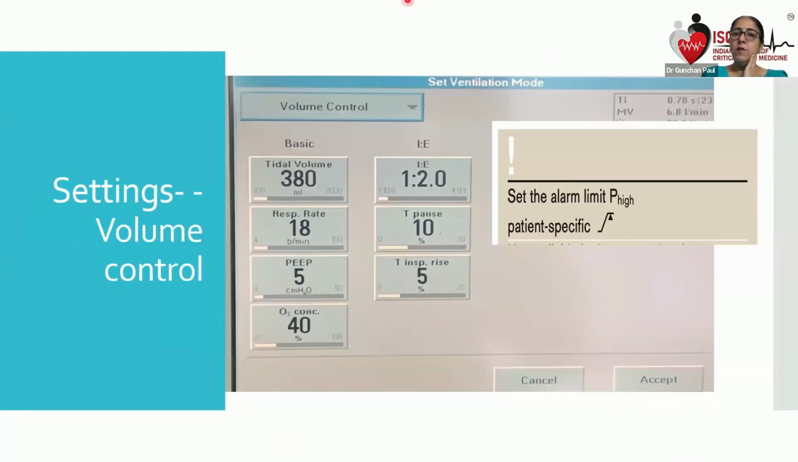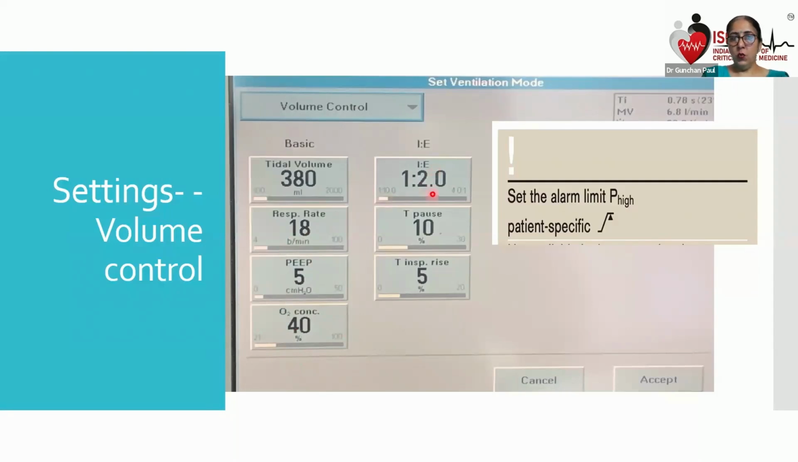So how do you set a volume control mode? This is a ventilator screen. When I want to set a volume control mode, I will define a particular volume which I want to give, like 380 tidal volume. How many times? I will have to set the respiratory rate. I have talked about it, you set it at physiological 12, 15, 18. A PEEP of 5. What oxygen concentration? This means FiO2. You can increase it to 100%.